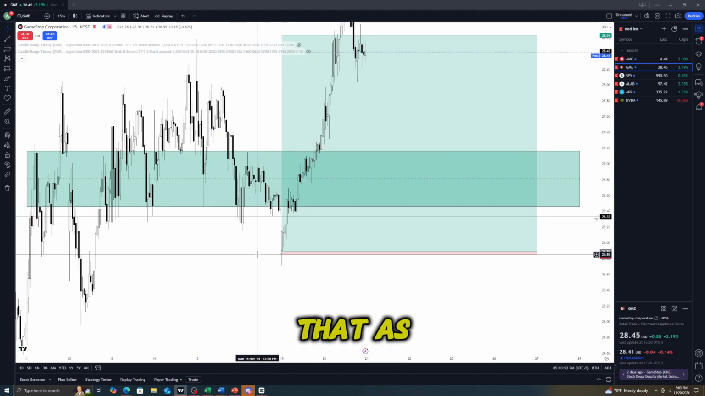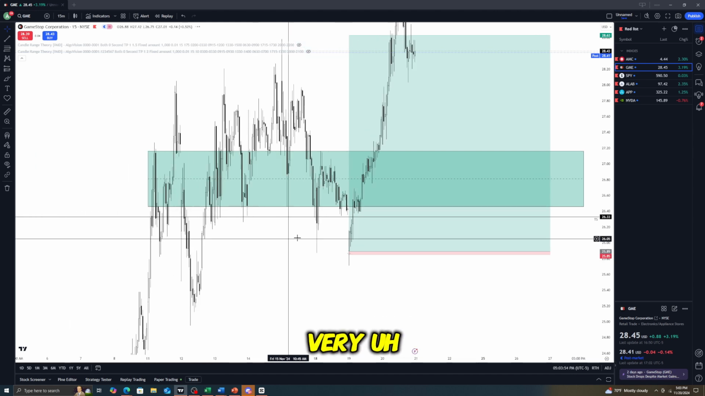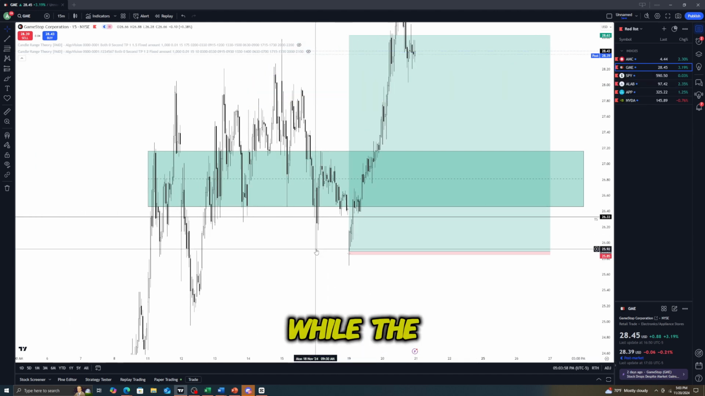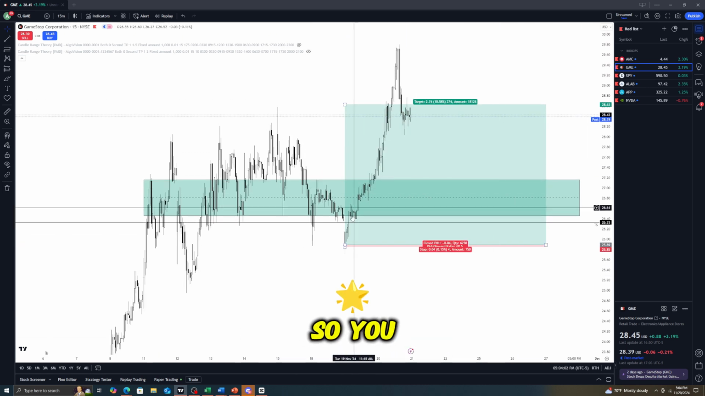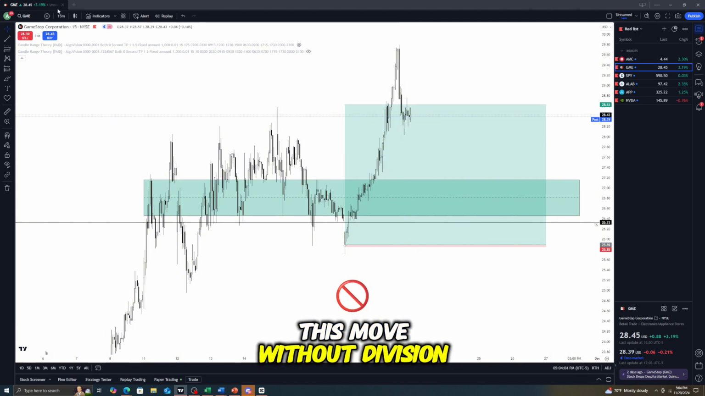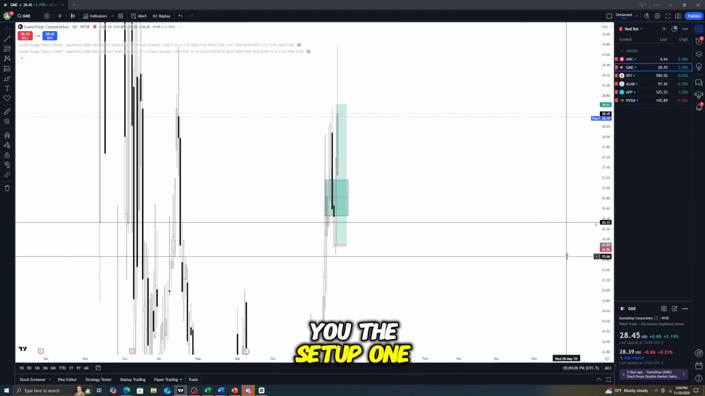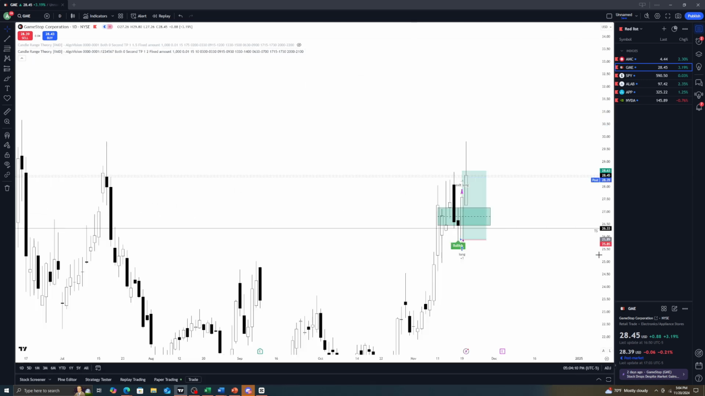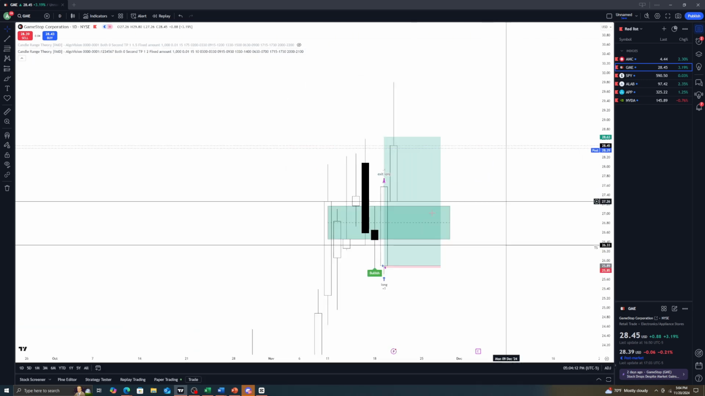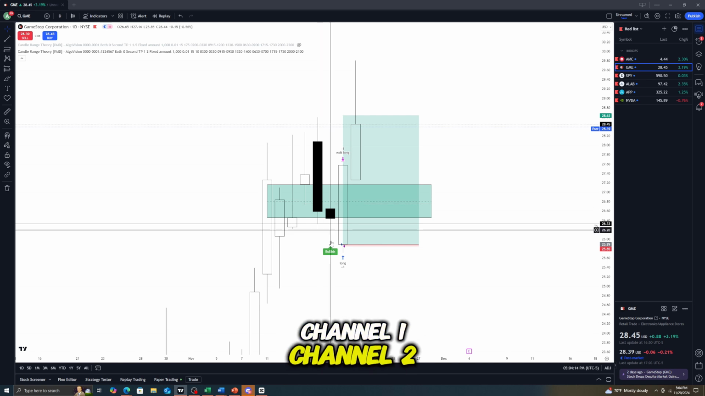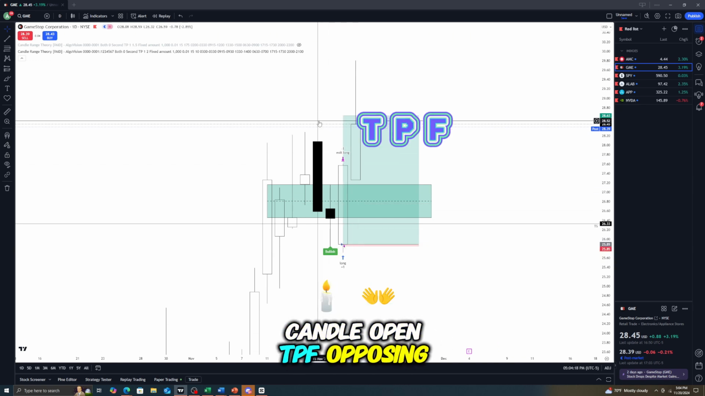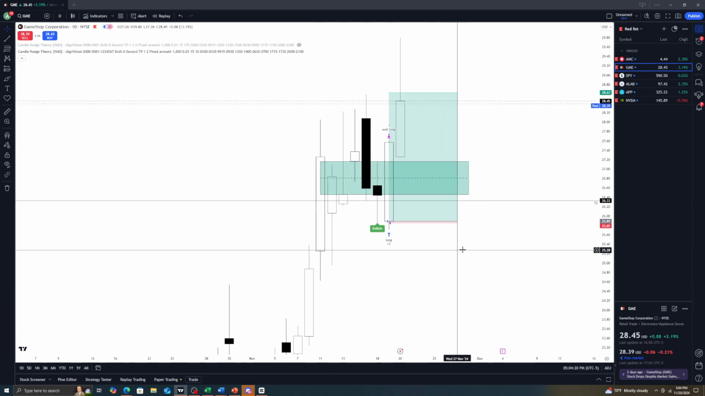However, we don't recommend that, as trading is very candle close based, and candle bodies tell the story while the wicks are what is caused to manipulate you. So you could have caught this move with AlgoVision. Again, let me just show you the setup one more time. Candle 1, candle 2, bullish setup, long entry on third candle open, TP at the opposing end of the range.